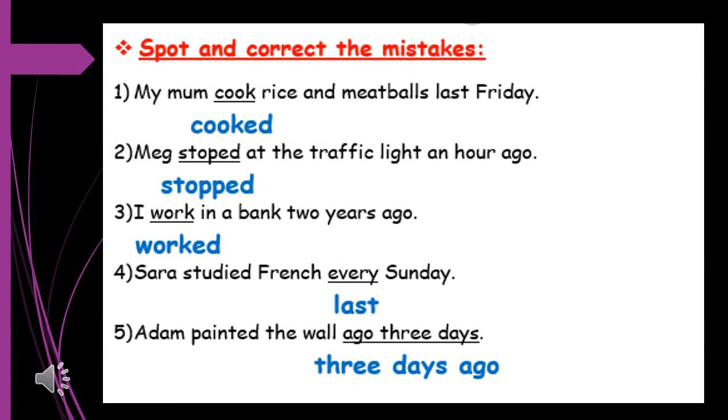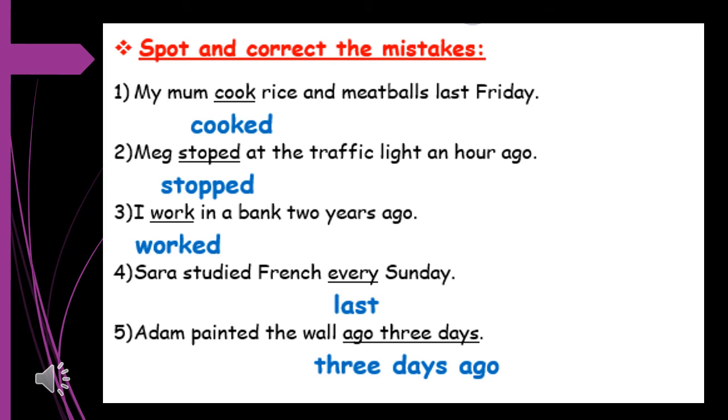Spot and correct the mistakes. Number one, my mom cook rice and meatballs last Friday. Here last, so it will be cooked. Number two, Meg stoped at the traffic light an hour ago. Here, stop ends with consonant, vowel, consonant, so double the last letter and put ed.